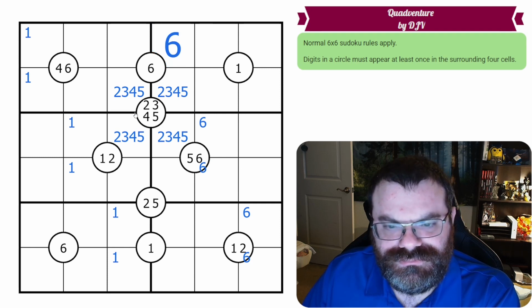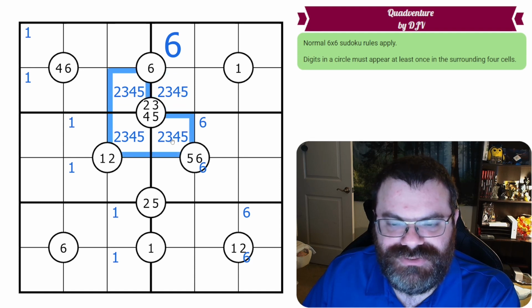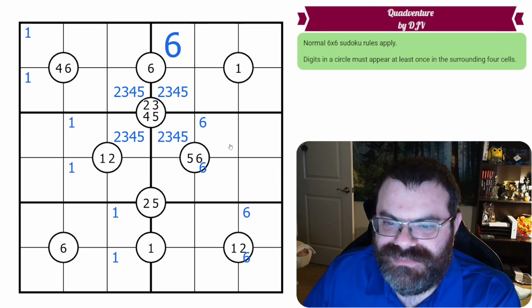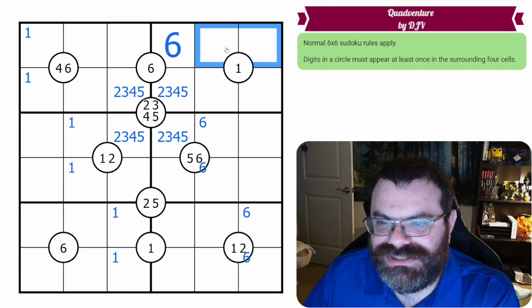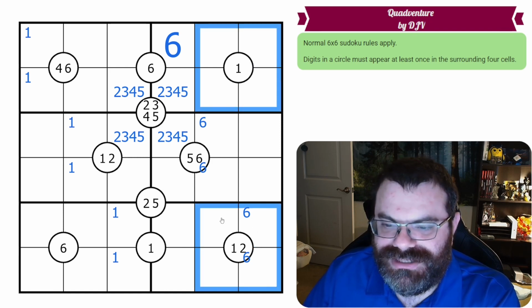Yeah, because if we put a 6 here, then we couldn't fit 2, 3, 4, and 5 in these 3 cells, right? The other thing we can think about, there's a couple ways to put this. I'm going to put it both ways. One is we have kind of a lineup.